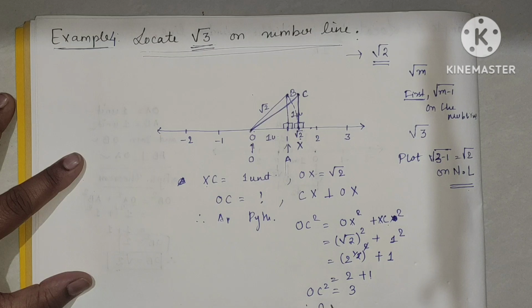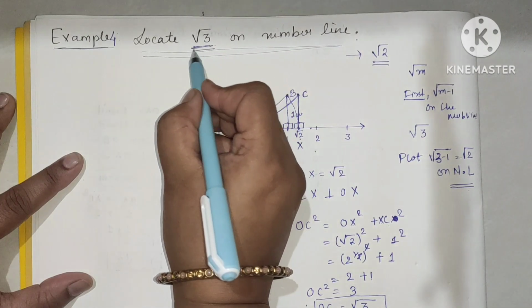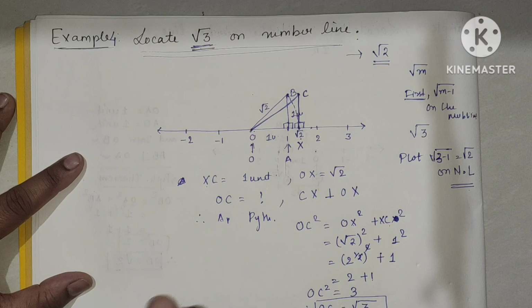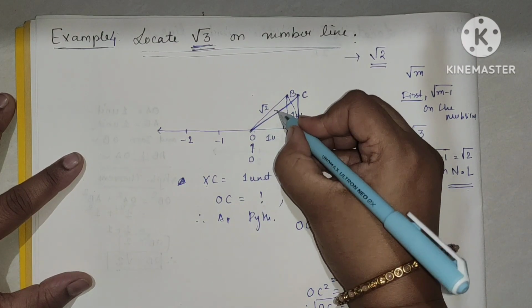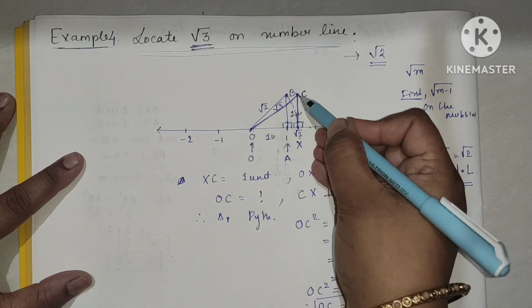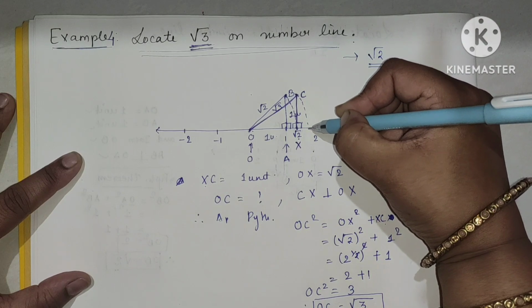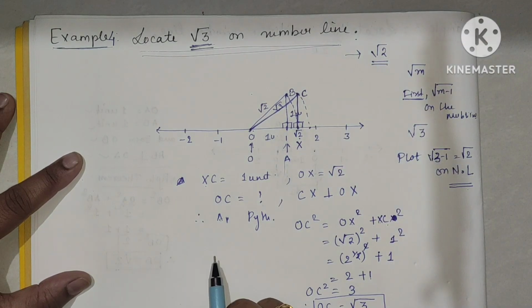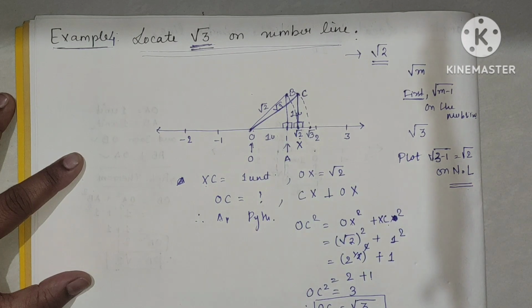So what will be OC? OC will be square root of 3. And what you have to plot? Square root of 3. So what will be the length of this hypotenuse? Root 3. So taking the help of a compass, you can draw an arc over here on the number line, and this will be root 3.